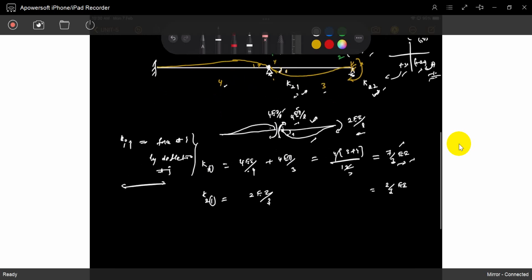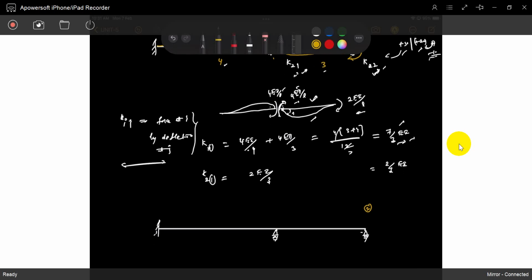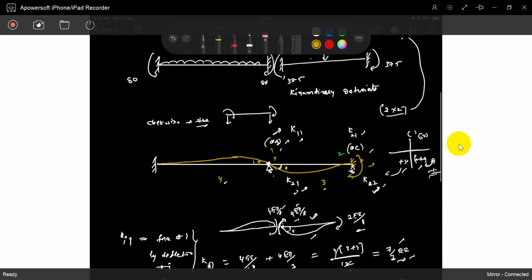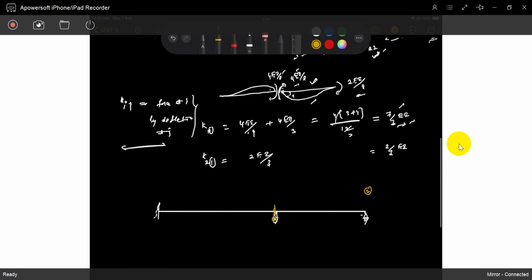Next you will try for the second degree of freedom. Give unit rotation here at the second degree. You take a clockwise rotation like this. You arrest everything here also, because you arrest everything, then only force will generate. You arrest here also, clockwise unit here.